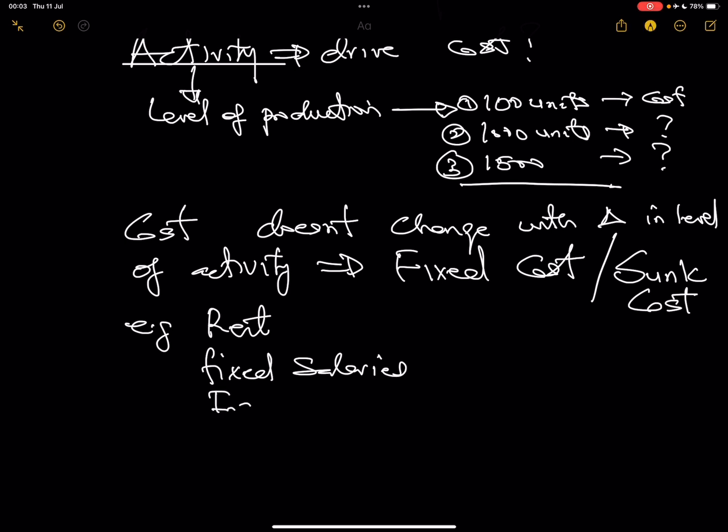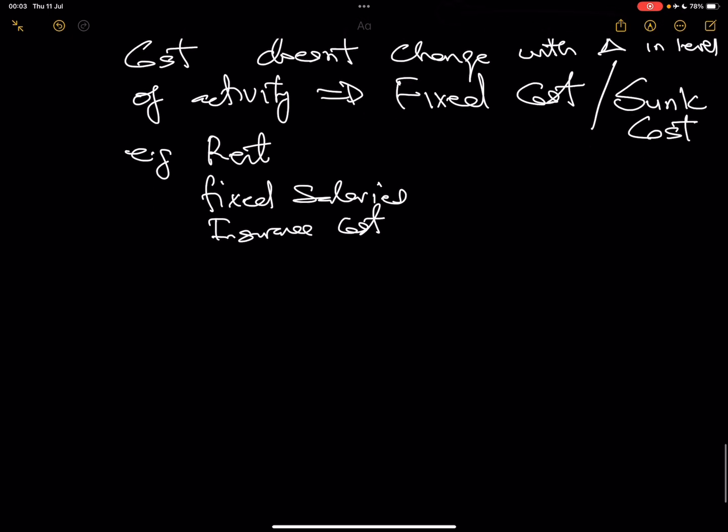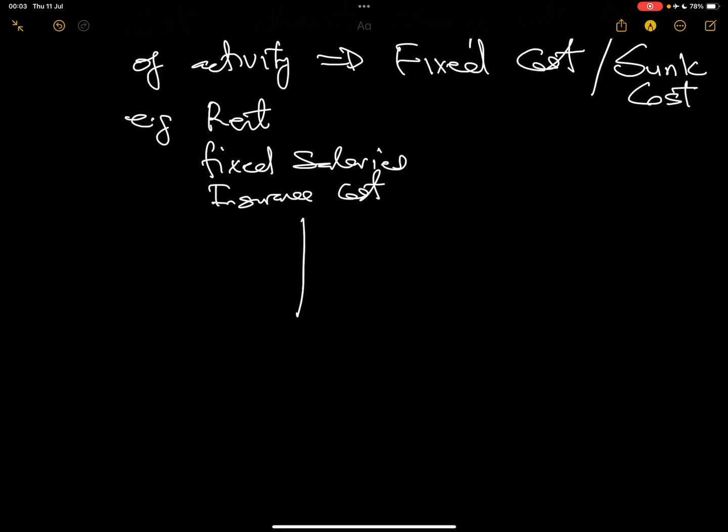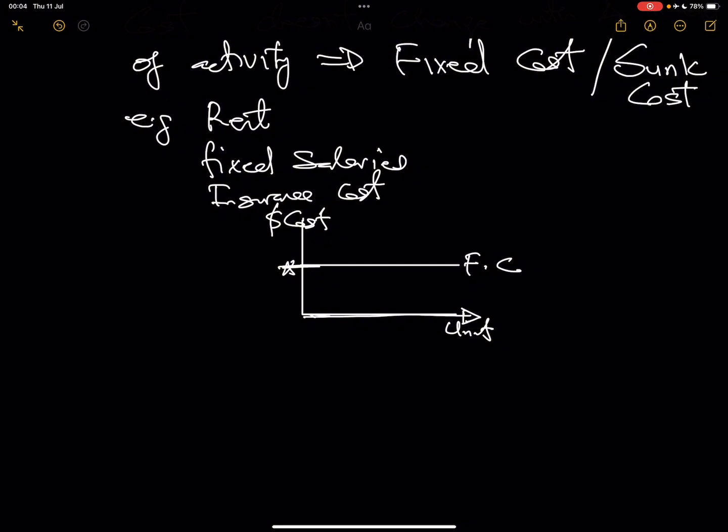Insurance cost. That's also fixed. It's not driven by the number of units you produce. So those are examples of fixed cost. And in terms of graph, which you also need to be comfortable with, your fixed cost is always a straight line. It doesn't change. That's your fixed cost. Even when units is increasing like this, it doesn't change. This is the cost column. It remains at the same level, even despite that the activity is changing. That's fixed cost.